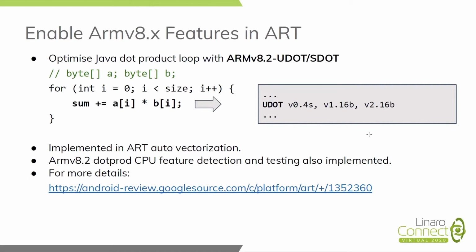Again, this will be a tremendous performance improvement compared to a non-dot product and non-auto-vectorized loop implementation. We not only introduced this optimization in ART, we also introduced a dot product CPU feature detection and the testing of this compiler optimization. So if you're interested, you can click on the link and see the details of this optimization.